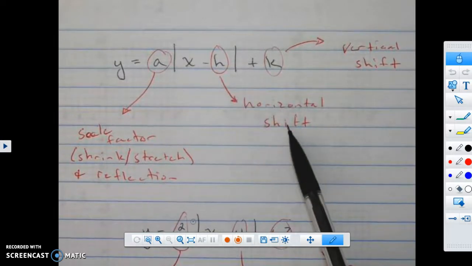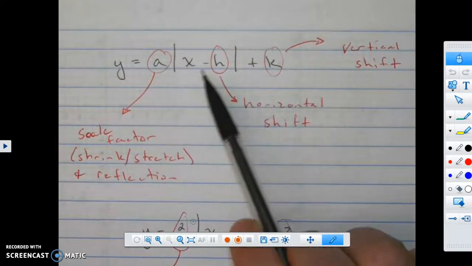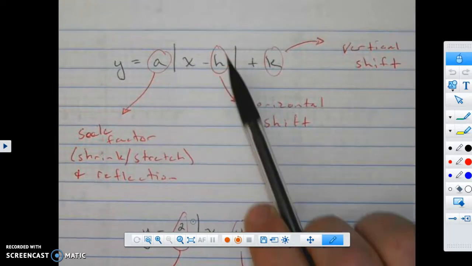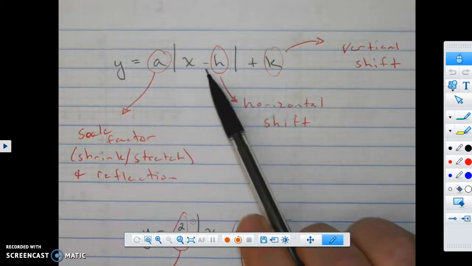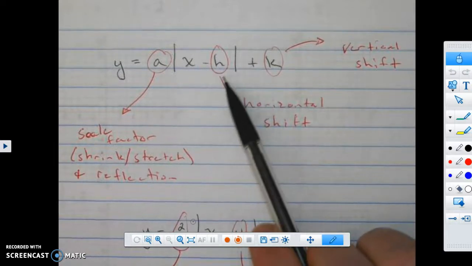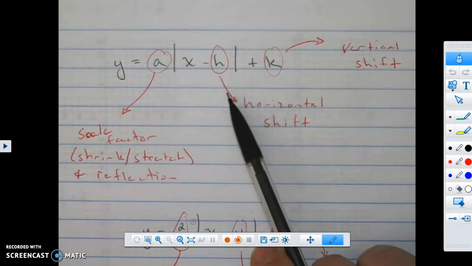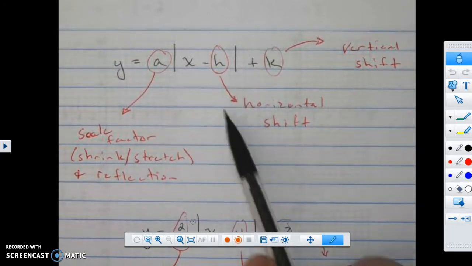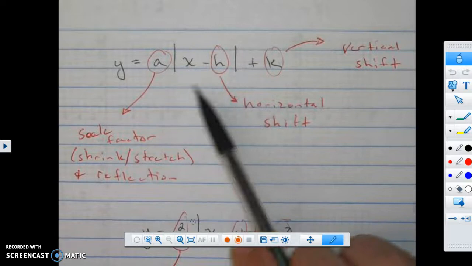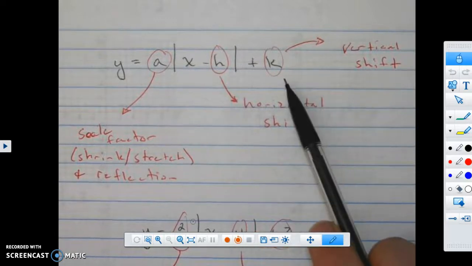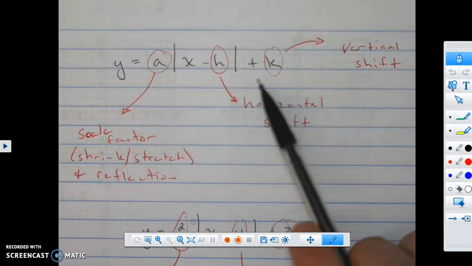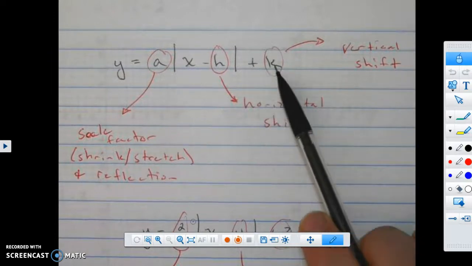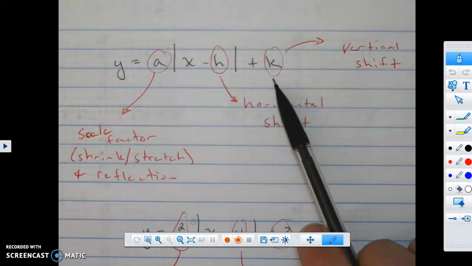h is the horizontal shift, and it's always x minus h, and that's still causing some confusion with some students. So if I have x minus 3, h would actually have a positive value of 3, so it would shift to the right, but it would look like x minus in the equation. And k is the vertical shift, and what you see is what it is. So if it's plus 4, it's going up 4. If it's minus 2, it's going down 2.